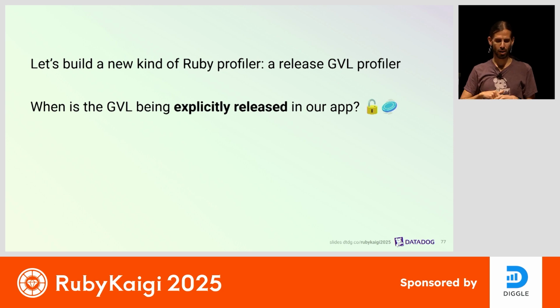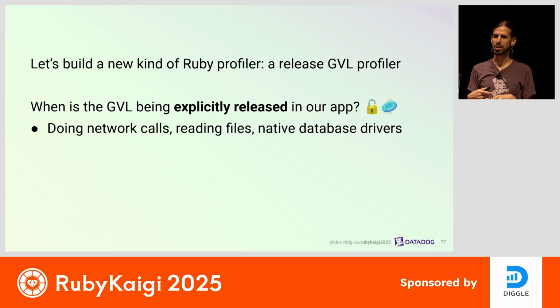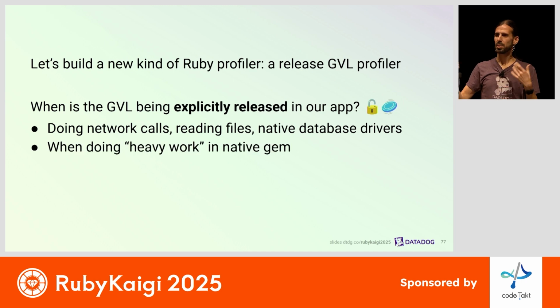A release GVL profiler is a profiler that answers the question, when is the GVL being explicitly released in our application? And the global VM lock gets explicitly released when Ruby is about to do some network calls, or it's about to do some operation on files, or you're going to the database using a native database driver. So we're going to get information about this. Plus, when a native gem wants to do a bunch of work, it may also release the GVL. So we want to see where all of these points are happening in our application.